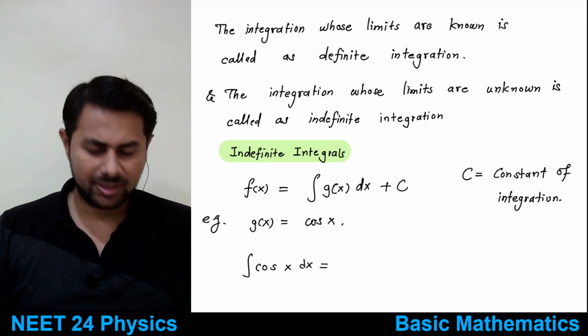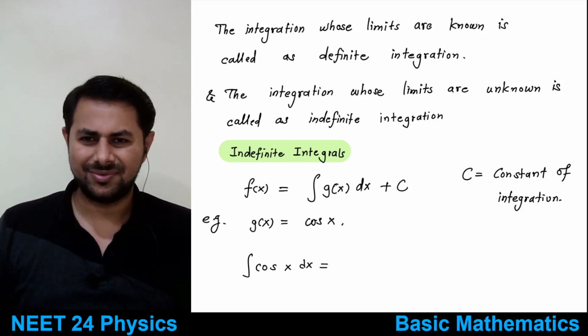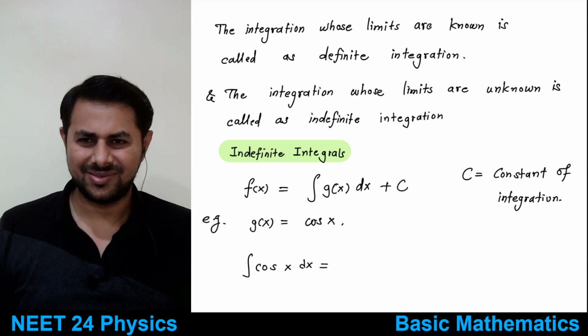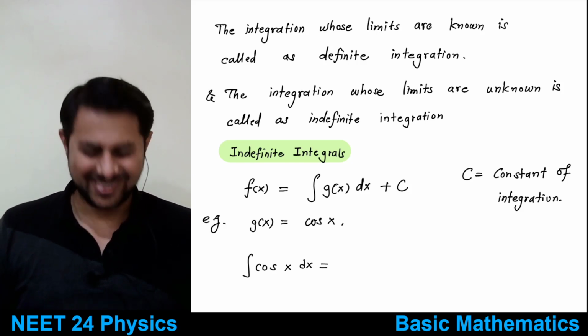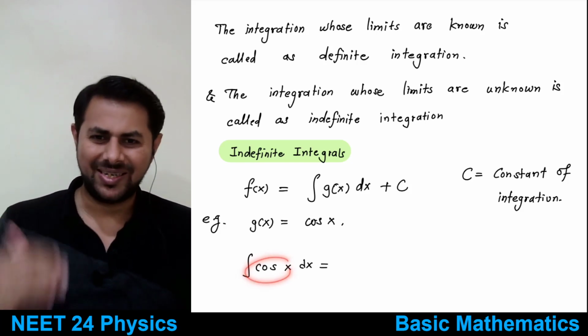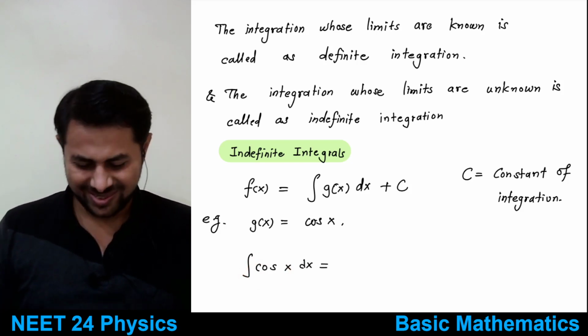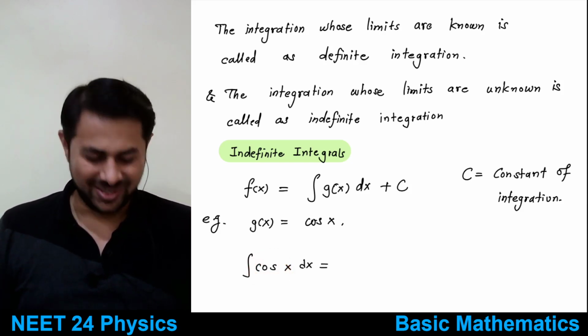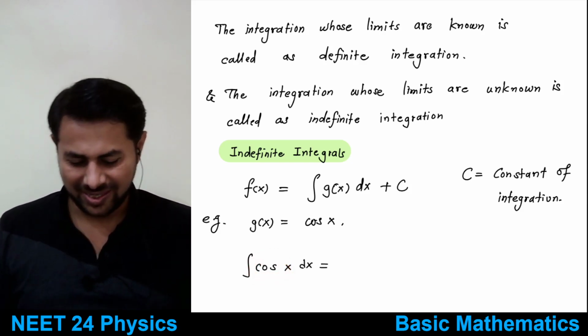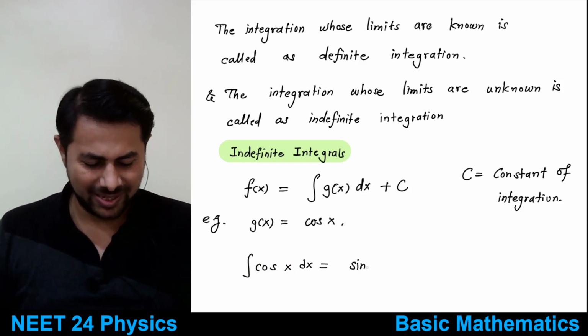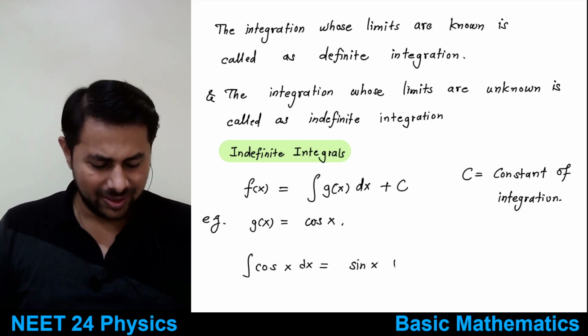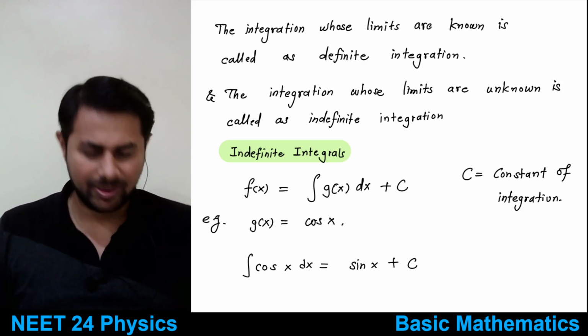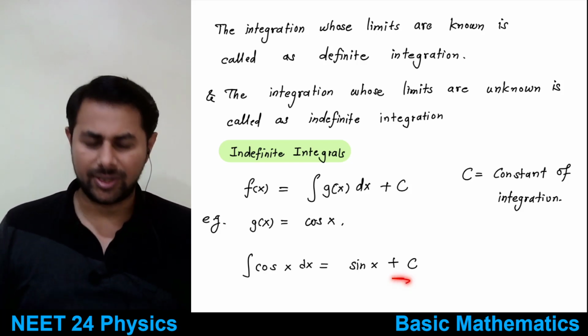Tell me, will it be sin x or minus sin x? It will be sin x, because cos x is the derivative of sin x. That's why integration of cos will be sin x. But then you don't know the limits, so there will be a constant. You have to add a constant.